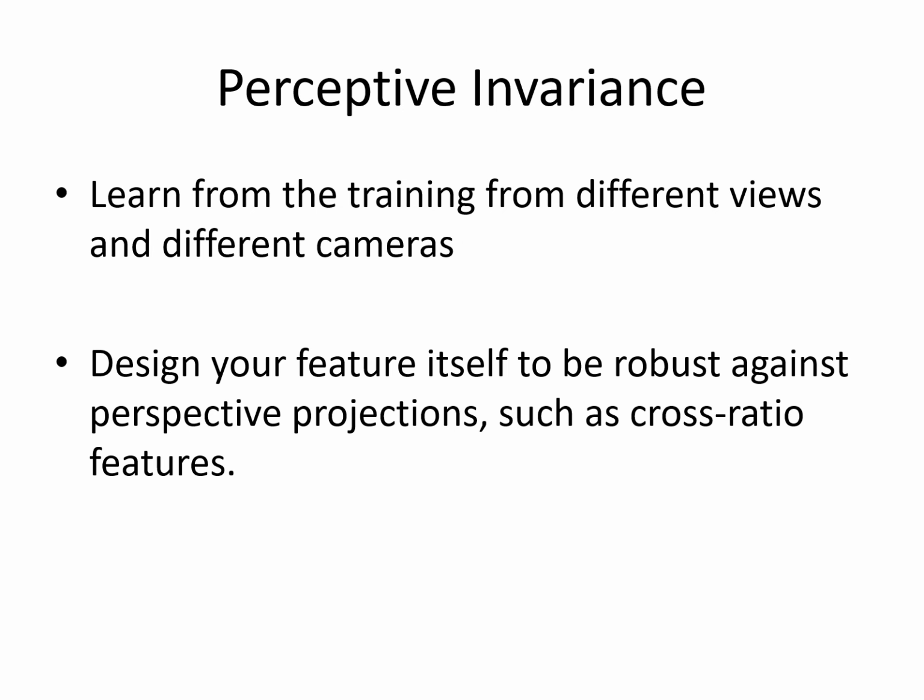The next one is perspective invariance. Here we can learn from training on different views and different cameras. Depending on the perspective invariance, we will identify from different views and different cameras. Design the feature itself to be robust against the perspective projection, such as the cross ratio features.